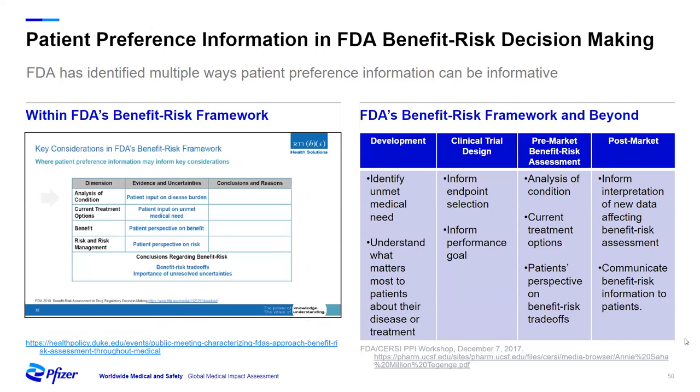The patient experience section of the label is one use for patient preference data. Another use, in addition to the other examples that Michelle demonstrated, is in FDA's benefit-risk framework. FDA has demonstrated that there are ways to do this, not only related to the benefit-risk assessment portion, but also in other places within the benefit-risk framework.